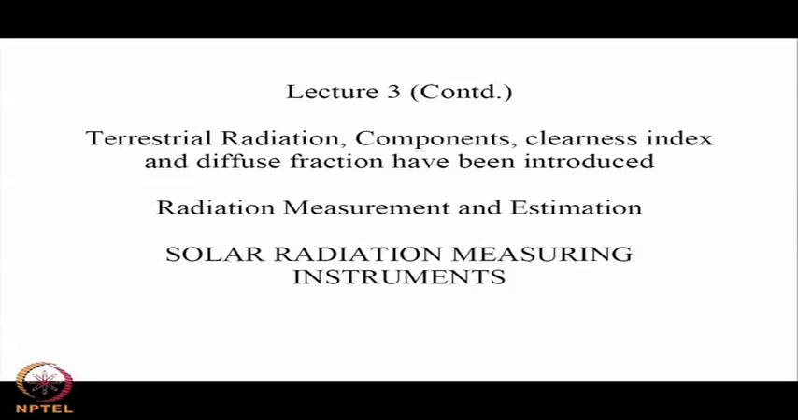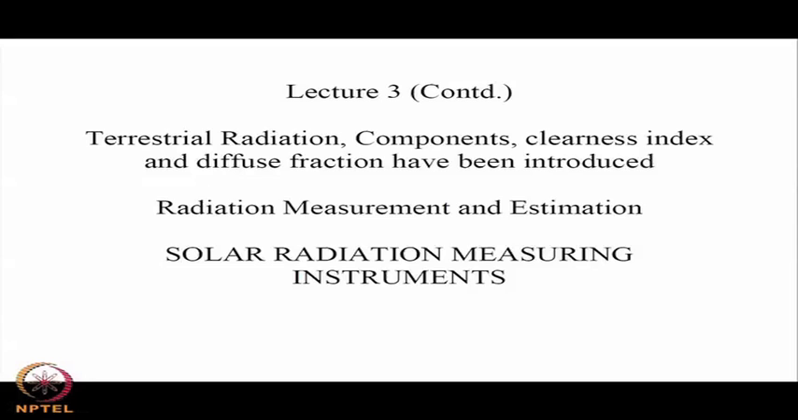We shall start with, continue terrestrial radiation components and clearness index that we have introduced last time. The solar radiation under extraterrestrial conditions, that is as if atmosphere has 100% transmittance, gets attenuated in the atmosphere, reaches the terrestrial location comprising of direct radiation and diffuse radiation.